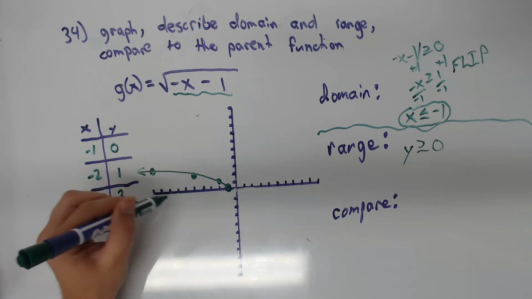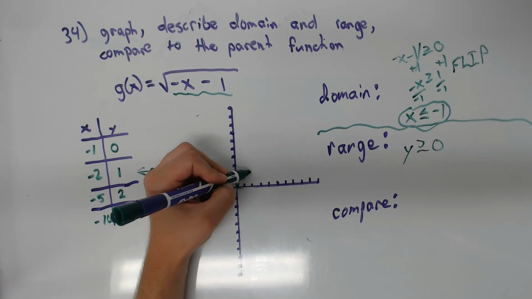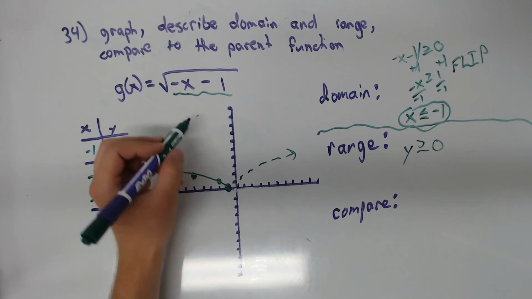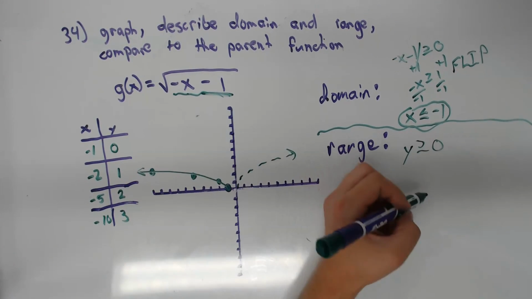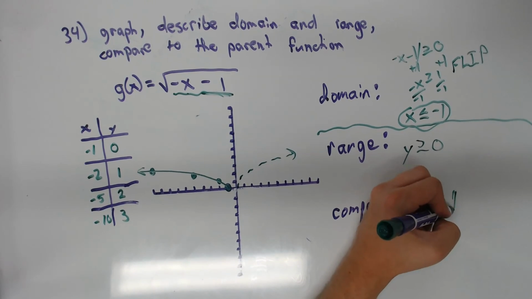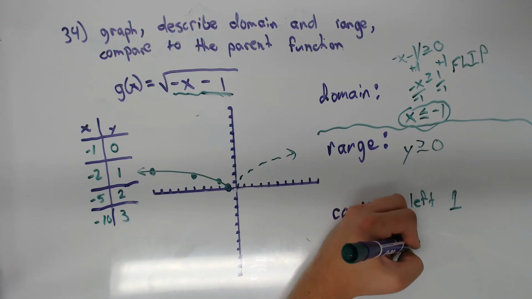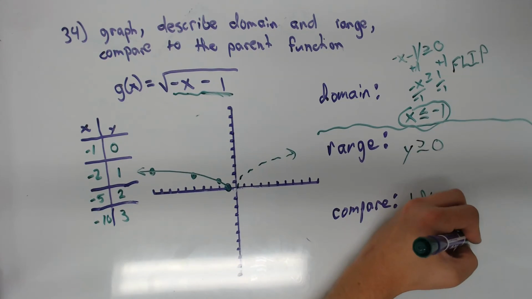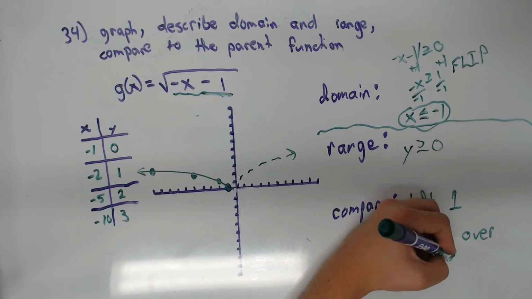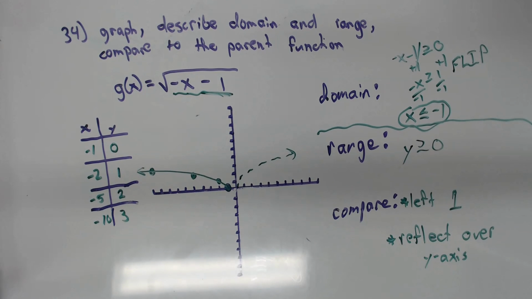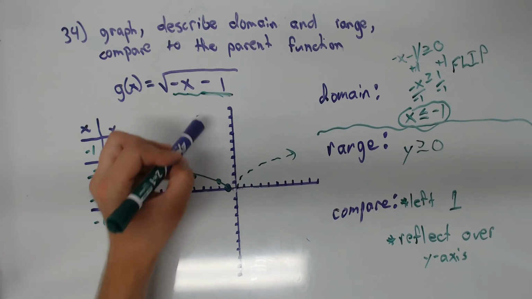All right. So now when we compare this, the parent function was normal y equals square root of x. Ours starts left 1 and it's reflected over the y-axis. There's other things too. It can be stretched or shrunk both vertically and horizontally. It can be shifted up or down. You can really tell by looking at your graph once you're done.